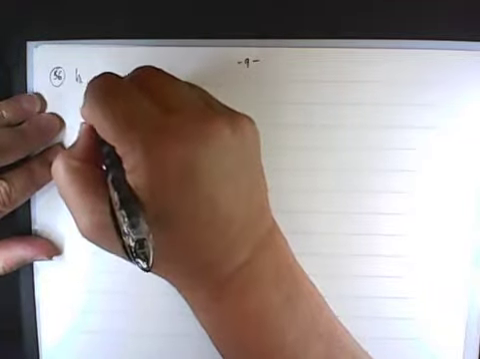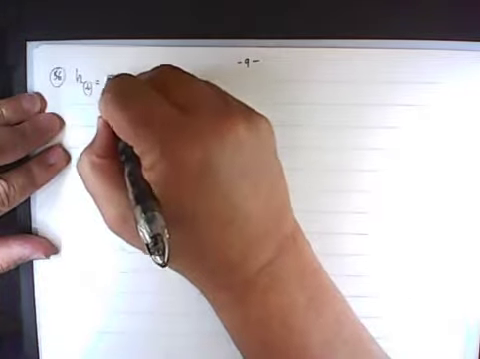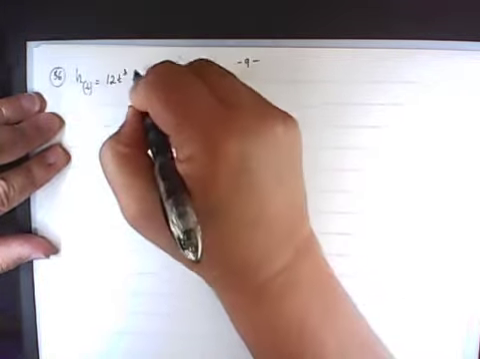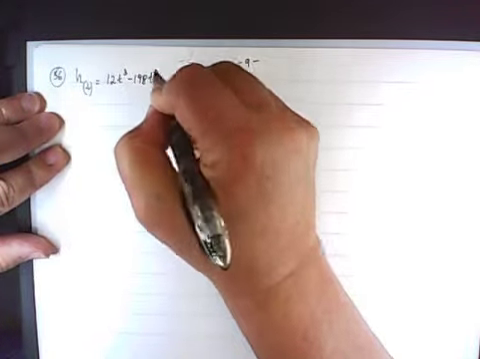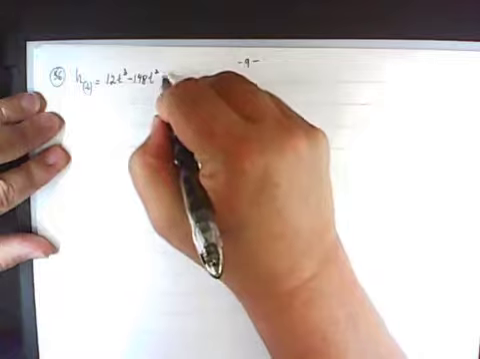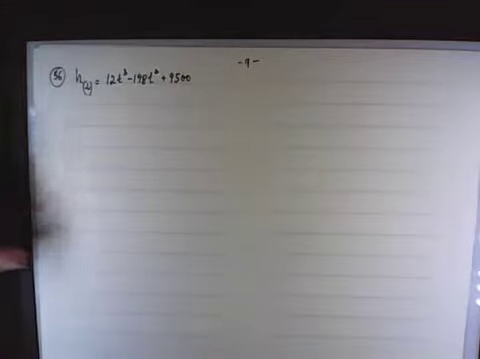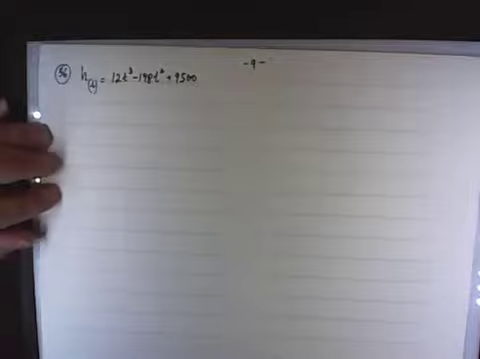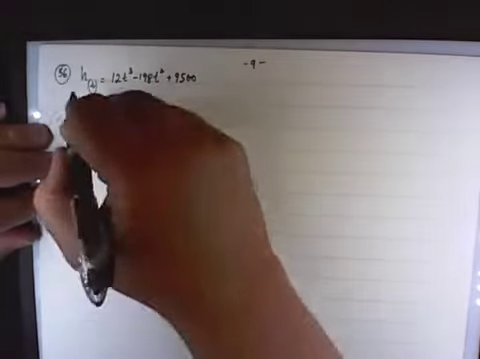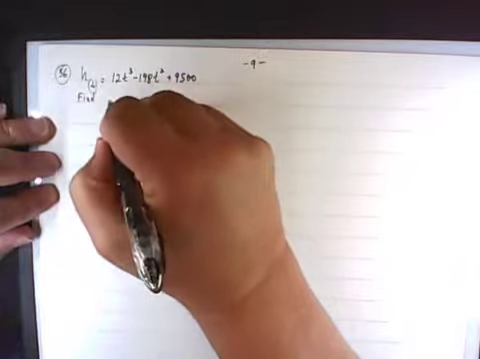H is a function of the time, h equals 12t cubed minus 198t squared plus 9,500. What is the altitude of the jet when it turns up out of the dive? The wording is this: find h minimum.